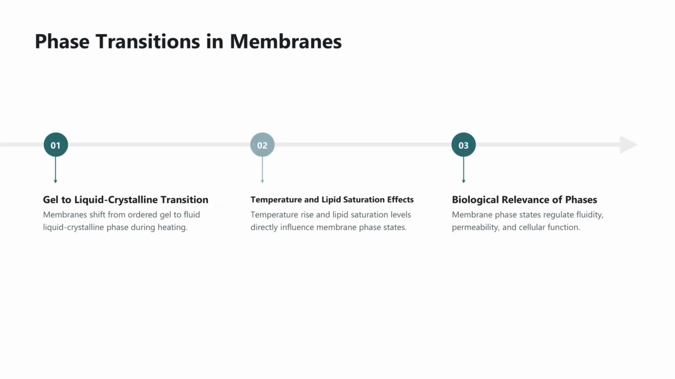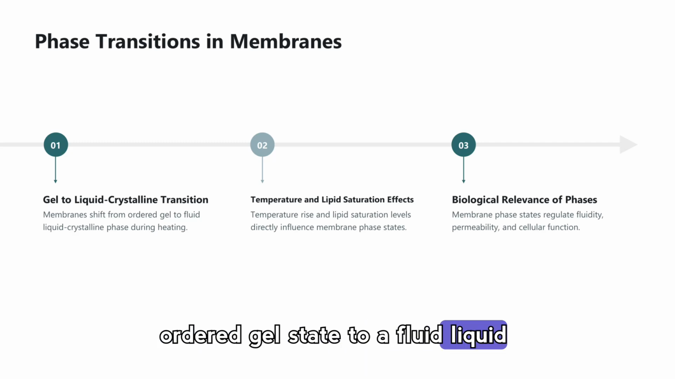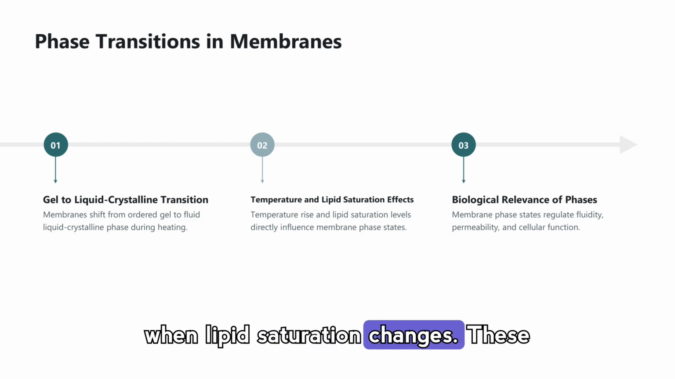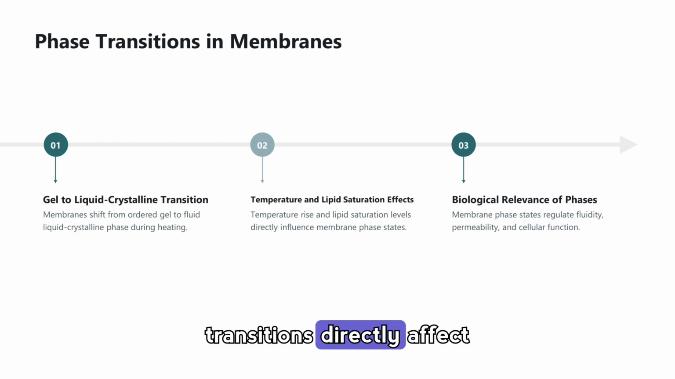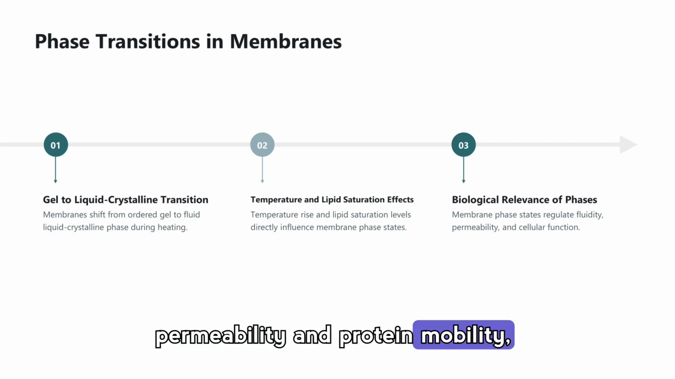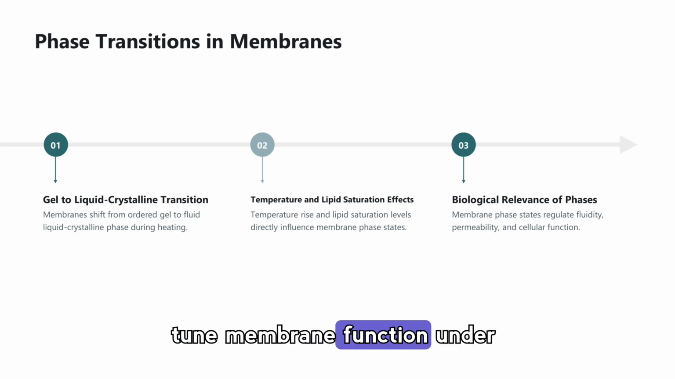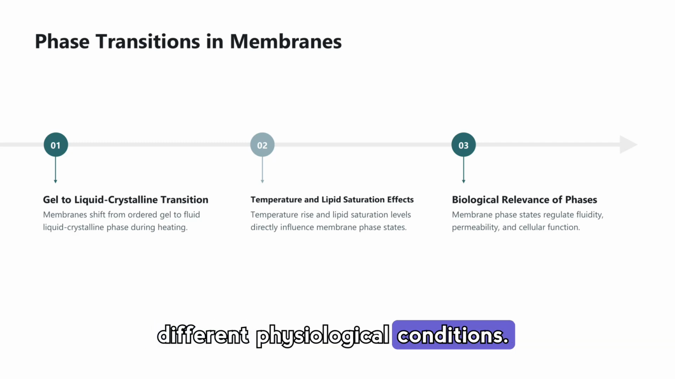Membranes can undergo phase transitions, shifting from a more ordered gel state to a fluid liquid-crystalline phase when heated or when lipid saturation changes. These transitions directly affect permeability and protein mobility, and cells exploit phase behavior to tune membrane function under different physiological conditions.